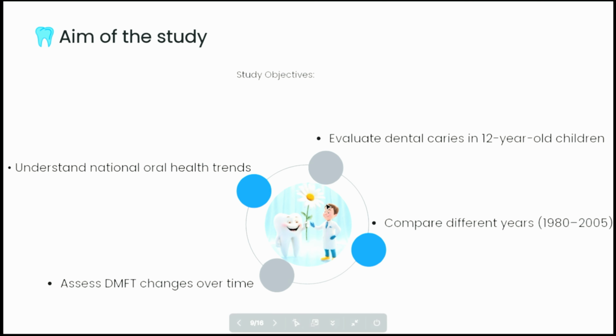The main aim of the study was to evaluate dental caries among 12-year-old children in Brazil and to see how the level of dental caries changed over a long period of time, from 1980 to 2005. Now, if you ask what makes this study special, it doesn't just focus on one single year. Instead, it follows the change in oral health for many years. Here we are talking about 25 years. So, it clearly shows whether the situation improved or not.